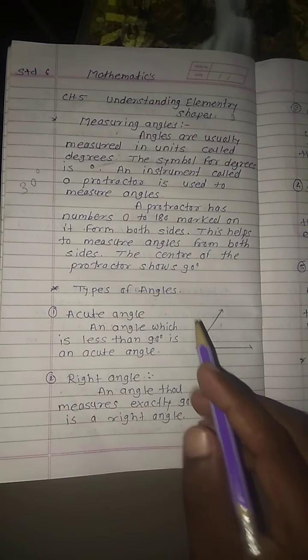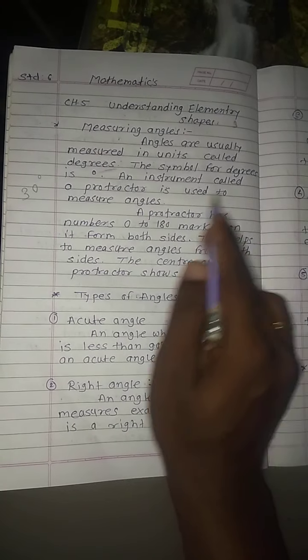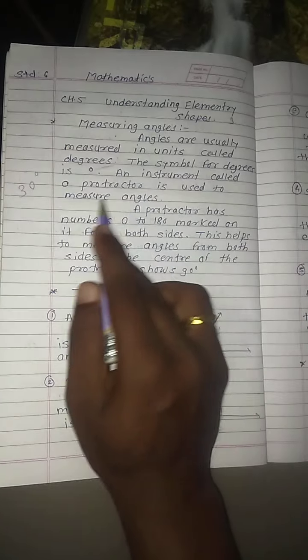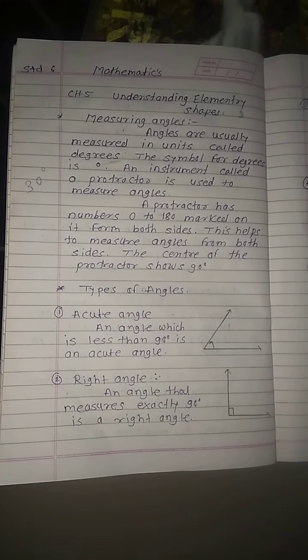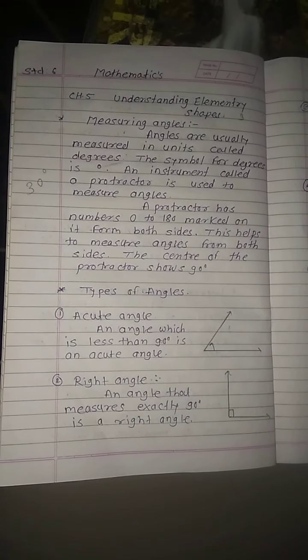The symbol for the degree is this: write 30, and write a small zero over it. This is called a degree, 30 degrees. An instrument called a protractor is used to measure an angle. The instrument which is used to measure an angle is called a protractor.